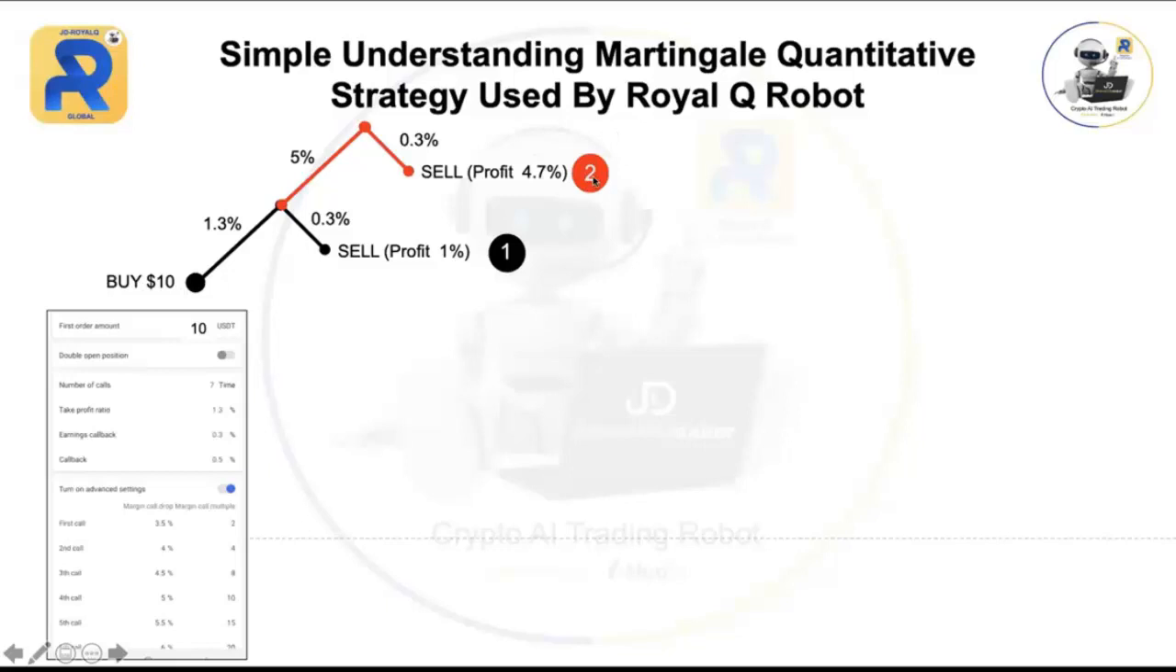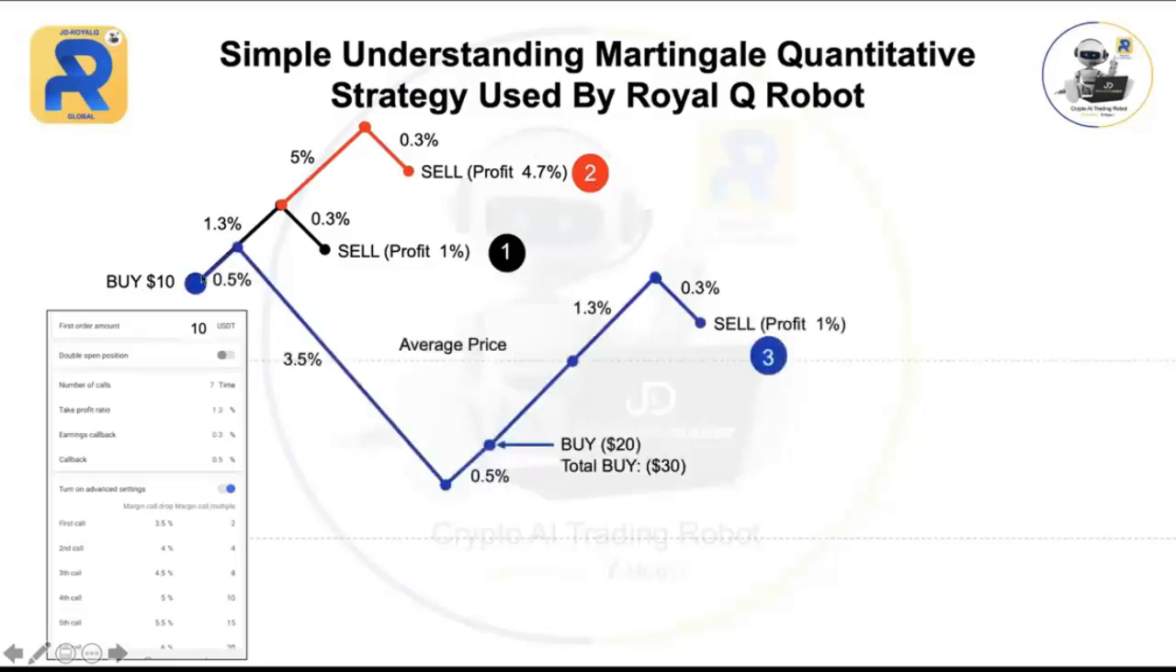Now let's look into the third scenario. The market, okay, the robot executes the trade, but the robot basically has a callback here. Can you see 0.5%? So instead of going up all the way and taking the profit, there is a callback by 0.5 and the market drops. Can you see there's a correction in the market? The market dropped by 3.5%.